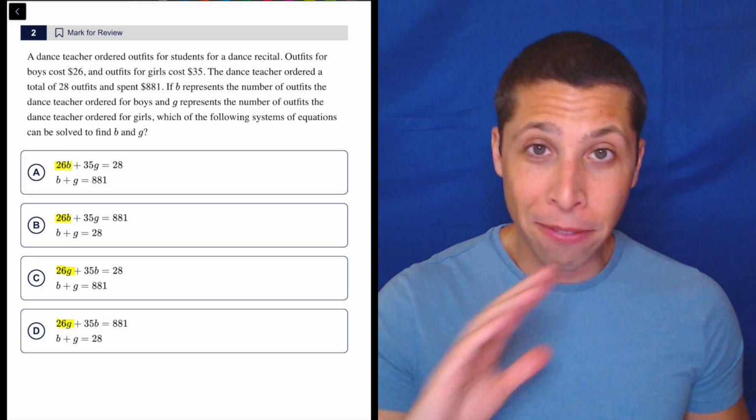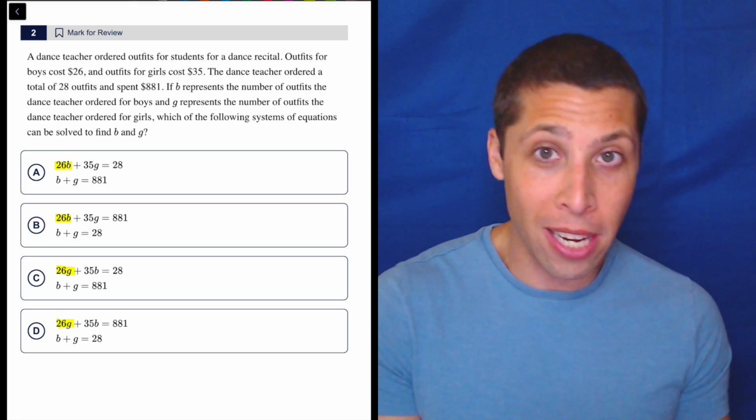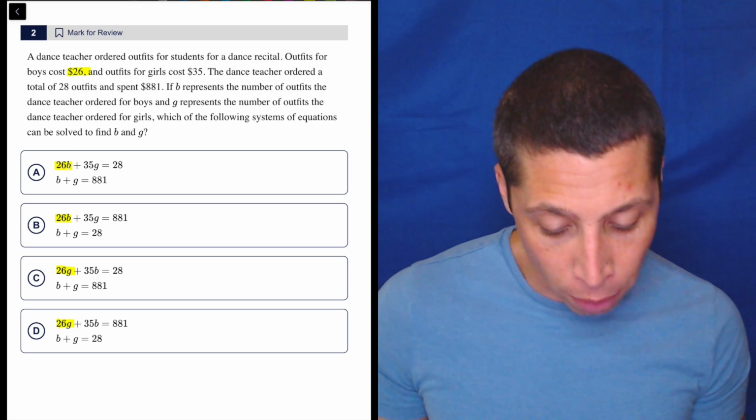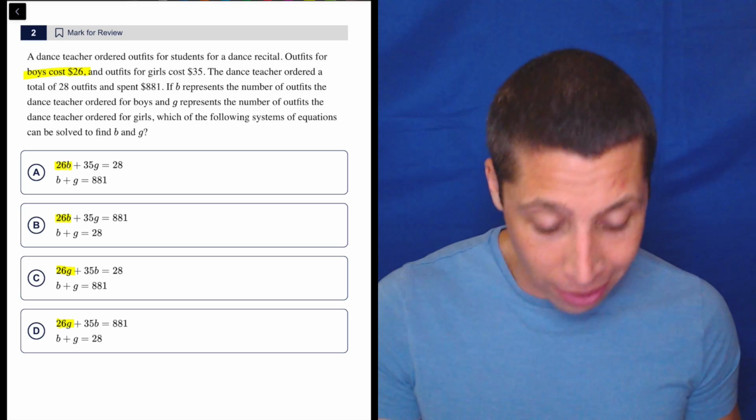So in a very, very dumb way, I only need to think, does the B or the G go with the 26? So let's see, I see a 26 right here. What does that mean? Outfits for boys cost 26. Well, it's probably the case that the B stands for boy, but let's keep reading, right?